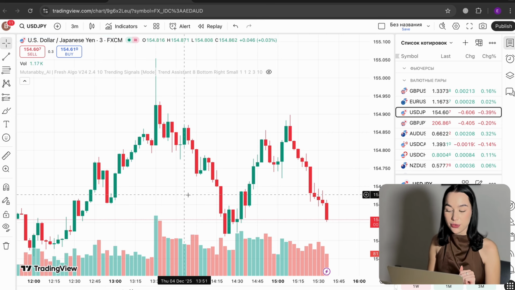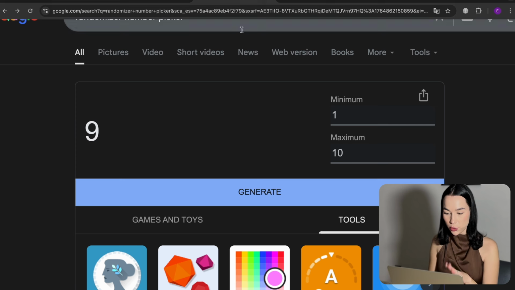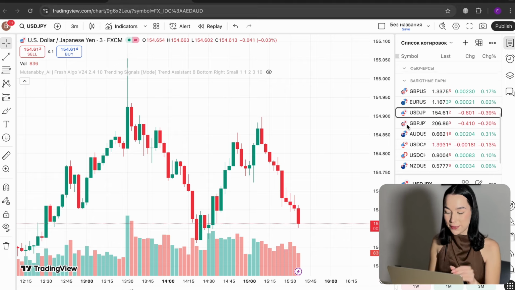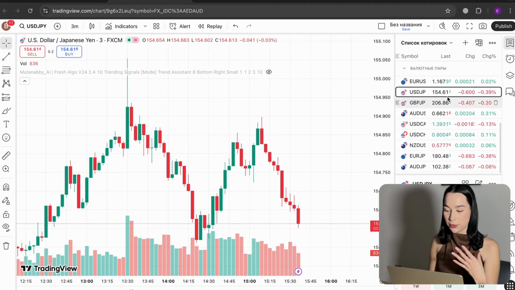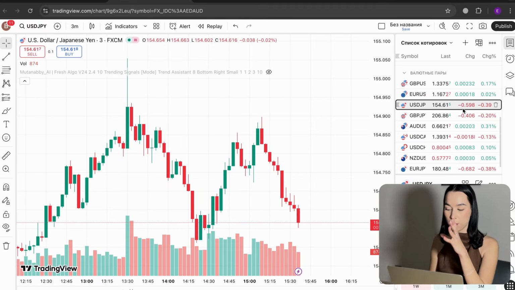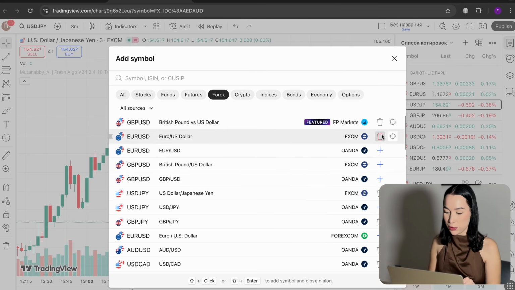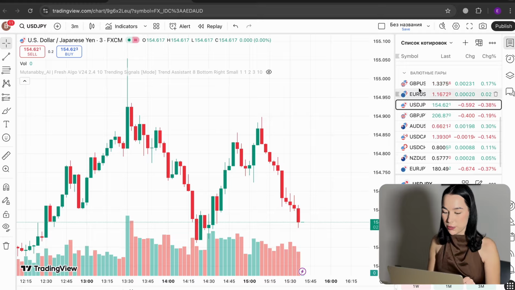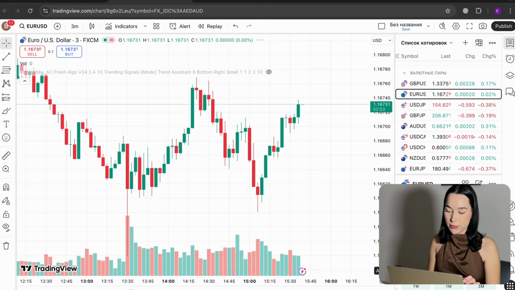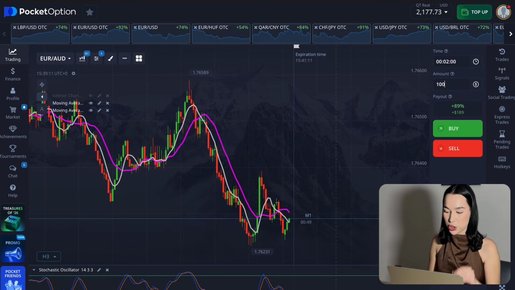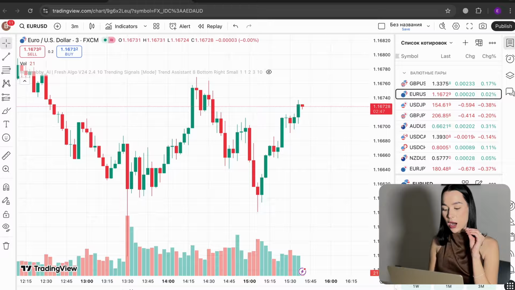So today we will need a few things. First of all is TradingView, then the randomizer. Minimum is 1, maximum is 10. So it's gonna choose a random number, for example 5, and we're gonna choose the currency pair from all of this list, as the randomizer says to us. We can also choose other currency pairs, but I actually chose the most popular ones. And also, of course, we need Pocket Option, and here we gotta open our trades.